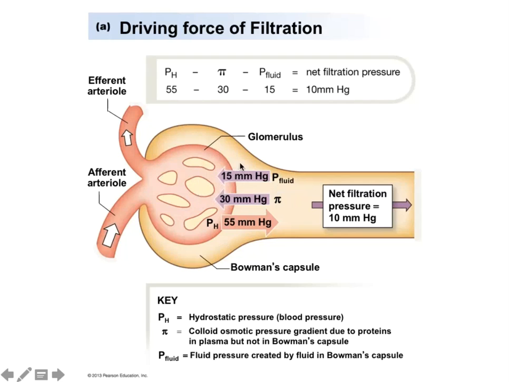So three forces, two against, one for filtration. And you take 55, subtract 30, subtract 15, you have 10 millimeter mercury. This small force creates a net filtration pressure, providing a consistent force for filtration to happen.